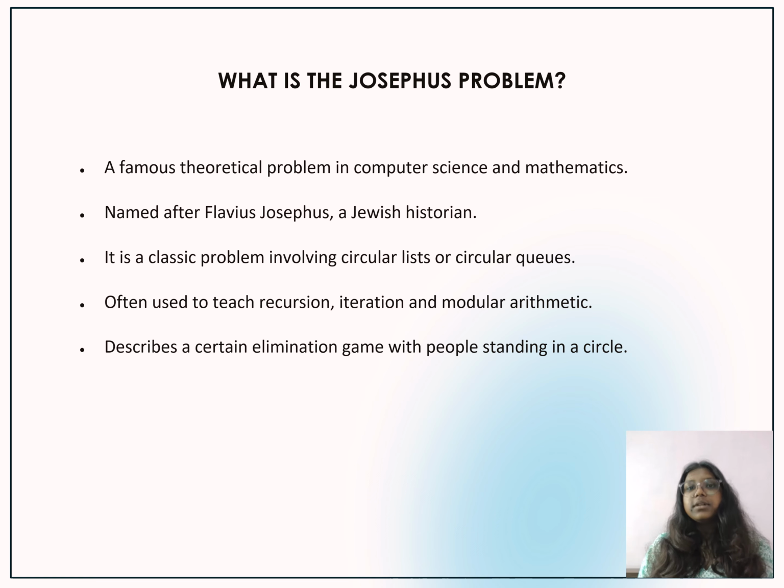The name comes from a historical figure named Flavius Josephus, who reportedly used this idea to save his life during a war. Beyond being a fun game, this problem introduces us to some core ideas in computer science, like recursion, where a function calls itself to solve smaller versions of a problem, then iteration, which involves repeating steps, and modular arithmetic, which helps with wrapping counting around a circle.